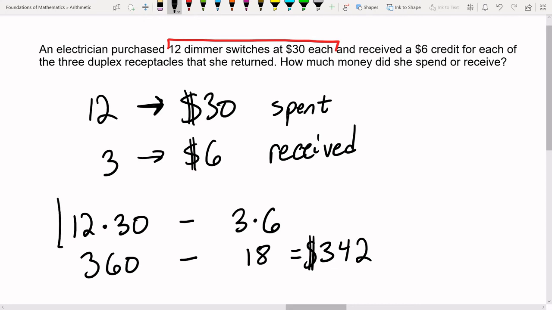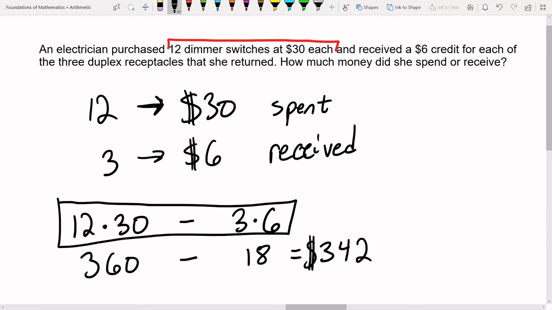And what we see here, this right here is a mathematical model for this situation. 12 times 30 minus 3 times 6. And you see the first thing we did is the multiplication, and then we did the subtraction. That's that we were actually following the order of operations naturally to solve this type of problem.